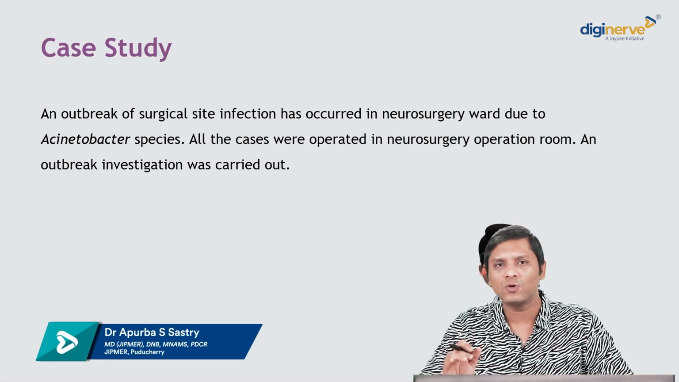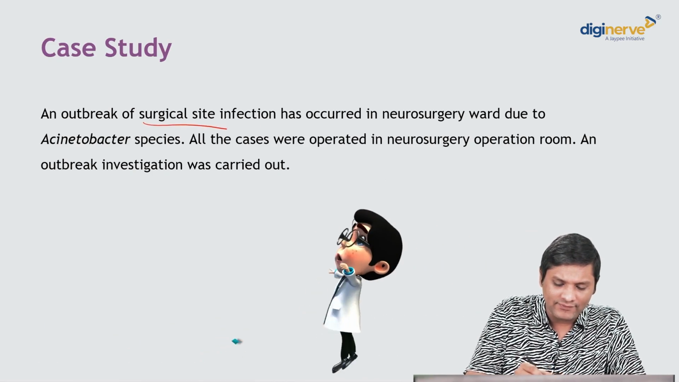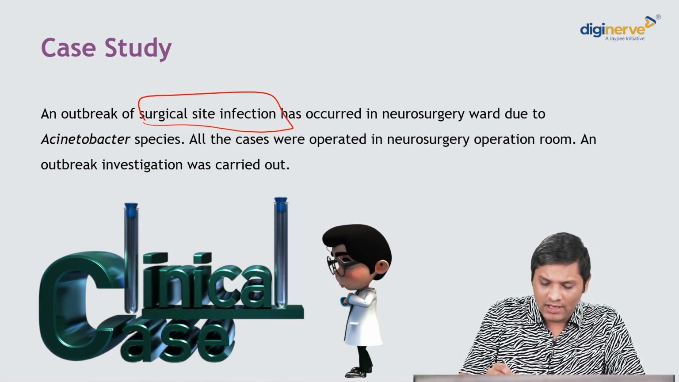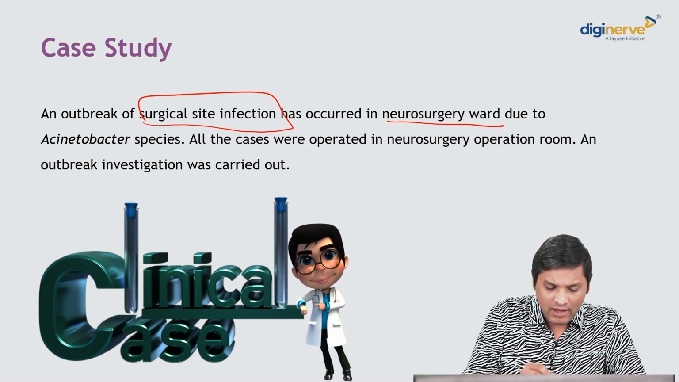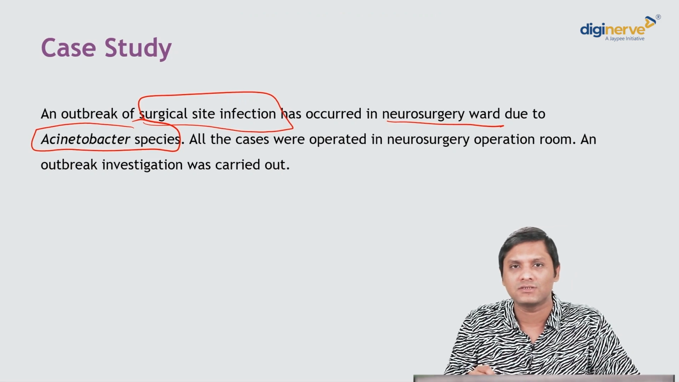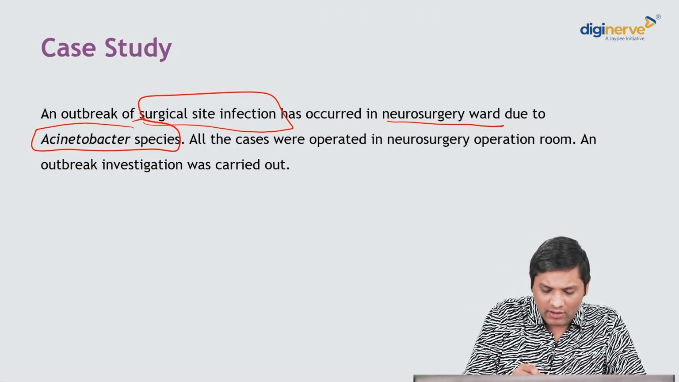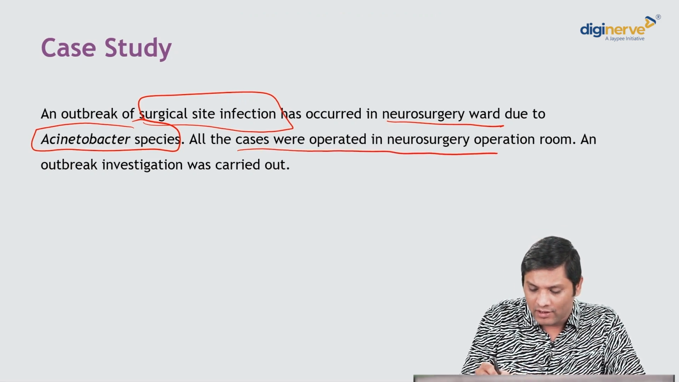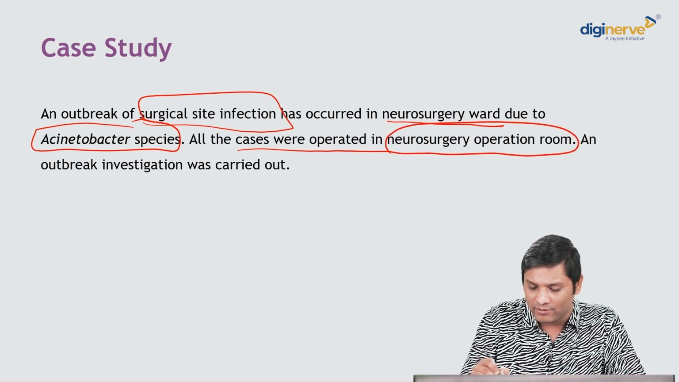Welcome to the session. We will see a case scenario first. A group of surgical site infection cases have occurred in a neurosurgery ward, and the culprit organism was Acinetobacter species. And it was noticed that all the cases were operated in the neurosurgery operating room.